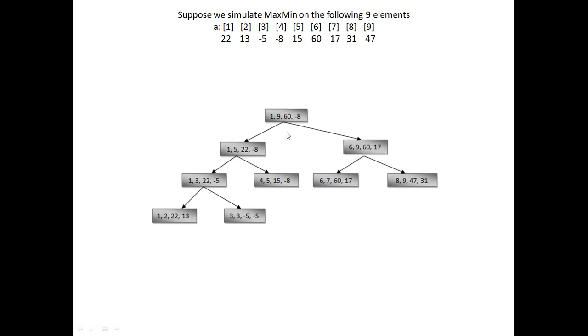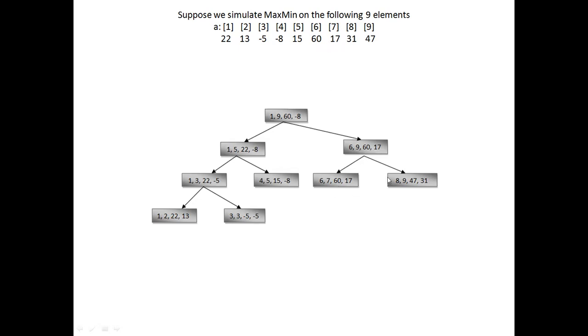Now, coming to the second half of the original problem 1 to 9. 1 to 5 is found out. What is the second half? 6 to 9. Index values 6, 7, 8, 9, and there are 4 values. The problem cannot be solved straight away. It has to be divided into 2 halves. So 6 plus 9 is 15, 15 by 2 is 7.5. So the indices are 6 and 7. There are only 2 values, 16 and 60 and 17. By comparing, you can find 60 is the biggest, 17 is the smallest.